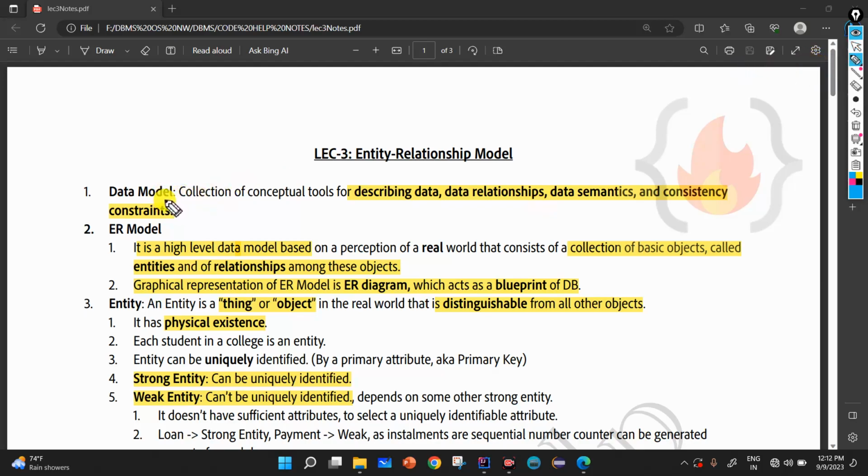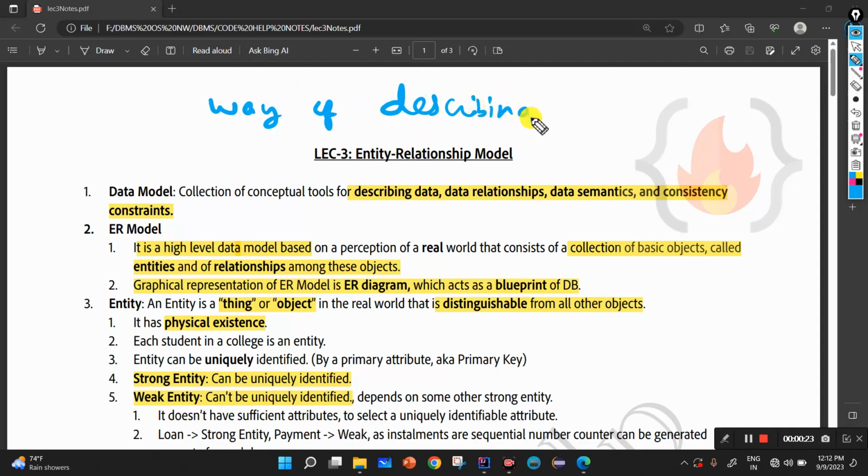In simple words, a data model is a collection of conceptual tools which describes, or you can say, in simple words, it is a way of describing schema. What is schema? Schema is the design of the DB. Okay, so a way of describing the design of the DB, or you can say a way of describing schema, is a data model.